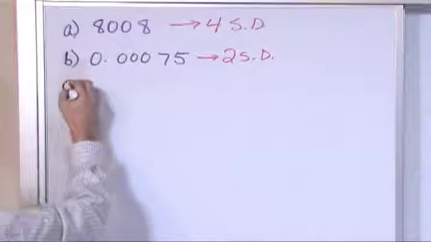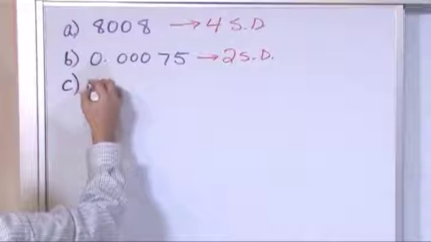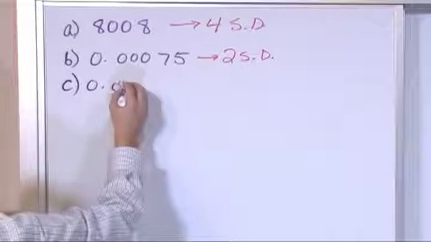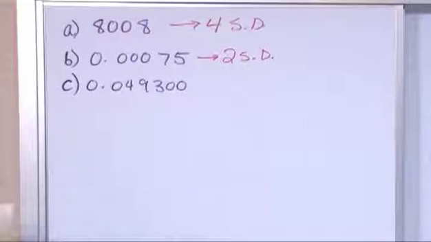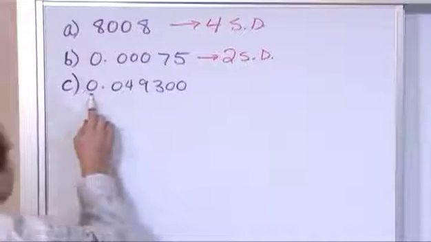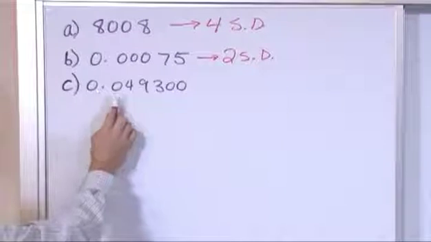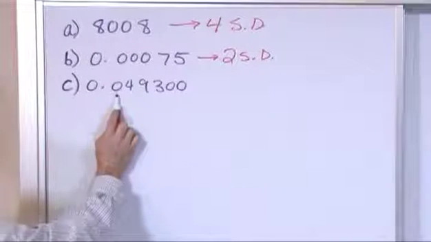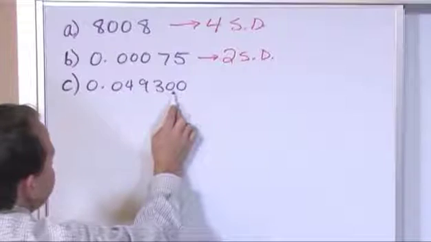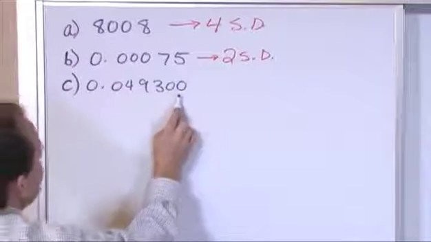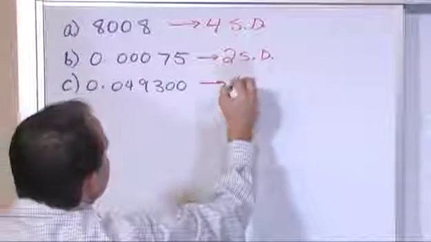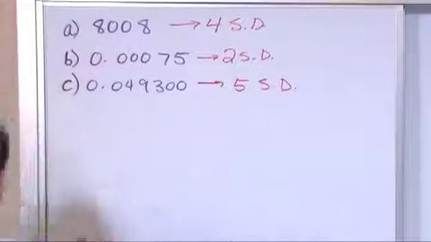Okay? What about 0.049300? How many significant figures do I have here? Well, leading zeros do not count. Leading zeros after a decimal do not count. But trailing zeros after a decimal do count. And of course these count, so I have 1, 2, 3, 4, 5 significant digits. 5 significant digits.